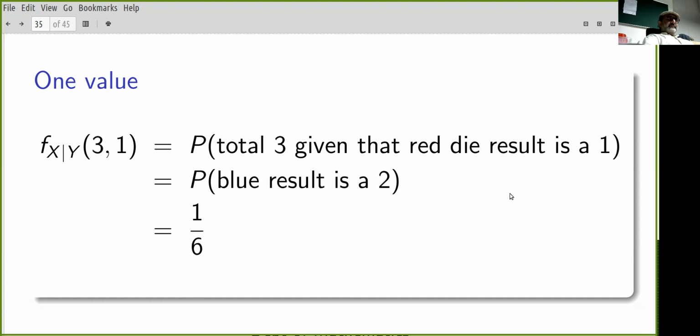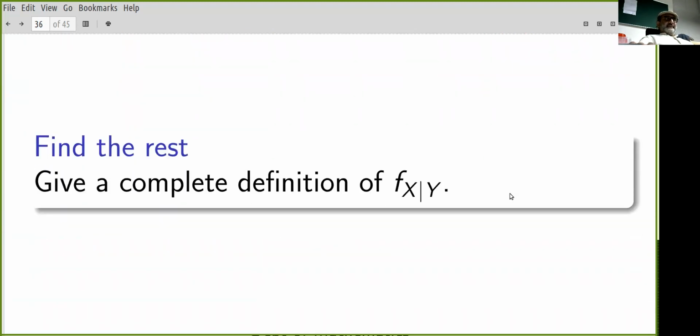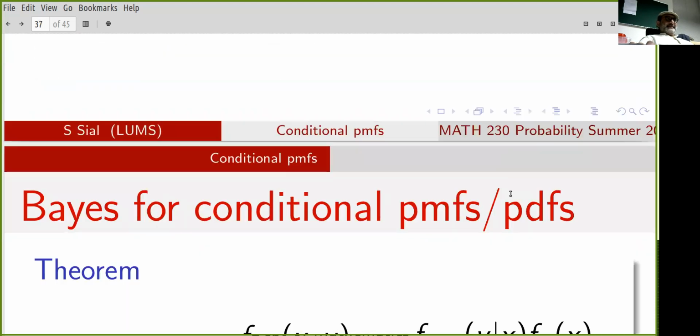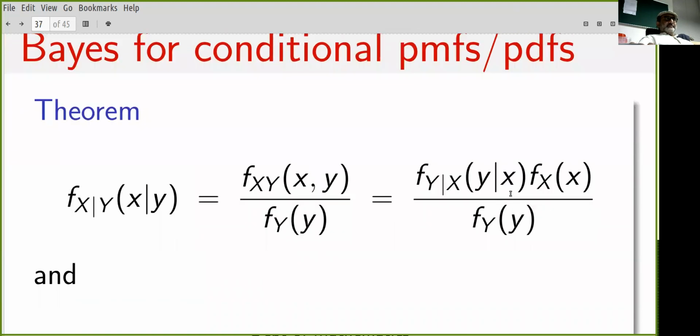The conditional PMF evaluated at x equal to 3, given y equal to 1, is the probability that you get a total of 3. That's what x is. And the red die result, that's what y is, 1. That's the probability that the blue die had to give you 2. You had a 1, the other one must have been a 2 to give you a total of 3. The probability of rolling a 2 is the same. Okay, so you use that kind of reasoning and you give a complete definition for the conditional PMF.